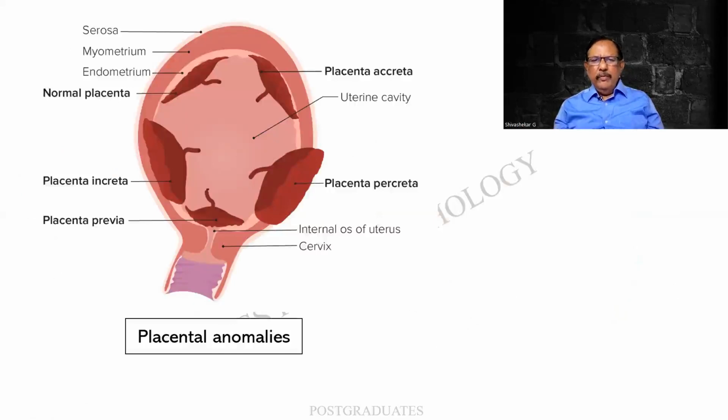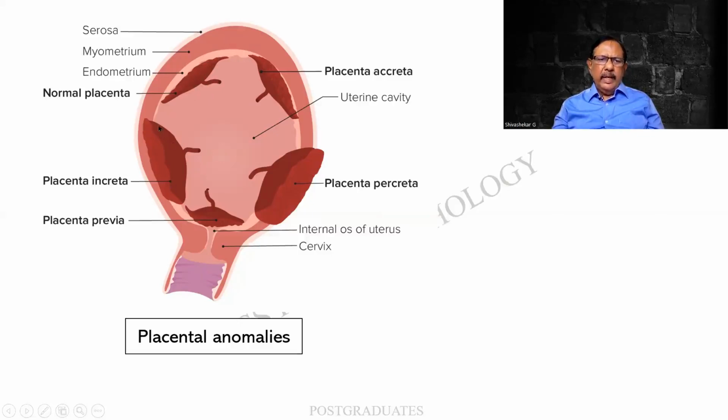This we have already seen in our placental examination. So what are the placental anomalies? There is a uterus over here, there is a cervix, the vagina, the serosa, the myometrium and the endometrium. In the normal placenta, you find that it is a kind of attachment and then there is a cord that we are seeing. It is very snugly apposed to the uterine wall.